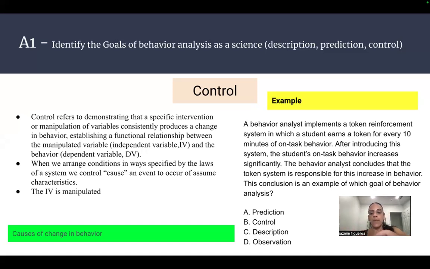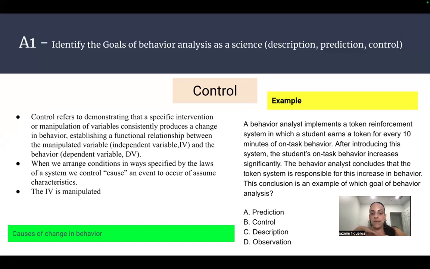Here's an example of what it would look like as a multiple choice question on the BCBA exam. A behavior analyst implements a token reinforcement system in which a student earns a token for every 10 minutes of on-task behavior.